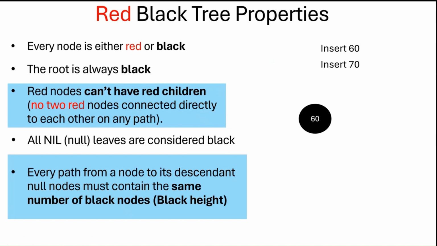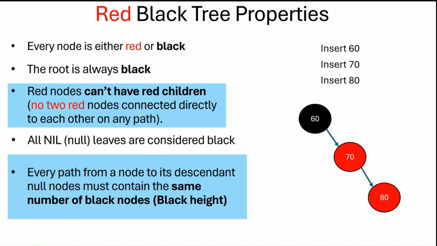Now let's say we insert 70. A red-black tree is a binary search tree. So 70 is greater than 60, so it will be added to the right side based on the binary search tree properties. So 70 is added as a right child of 60. There is no violation here. No properties of the red-black tree are getting violated. Now let's say we insert 80.